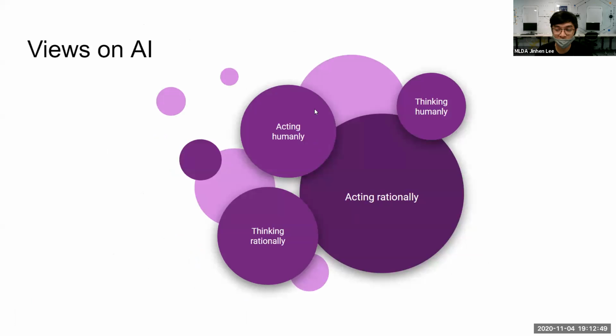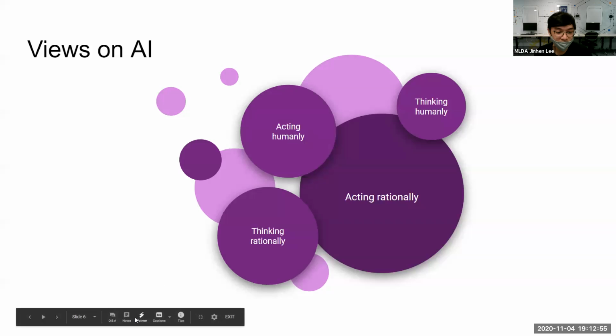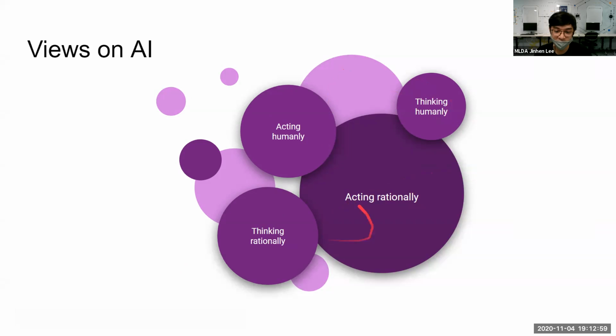Coming back to the intelligence question, there are many views on AI: whether an AI can act humanly, whether it can think humanly, whether it can act rationally, or whether it can think rationally. In terms of acting rationally, AI is in a way there, because rational actions can be defined by a set of rules which are very easy for AI to follow, and they are in a way clear-cut rules.